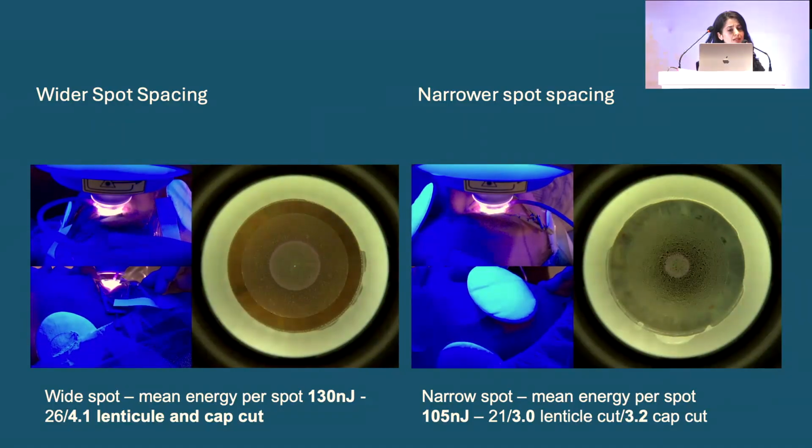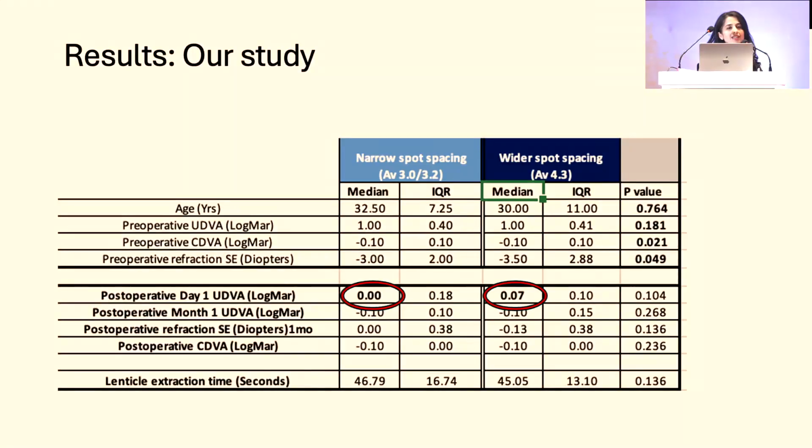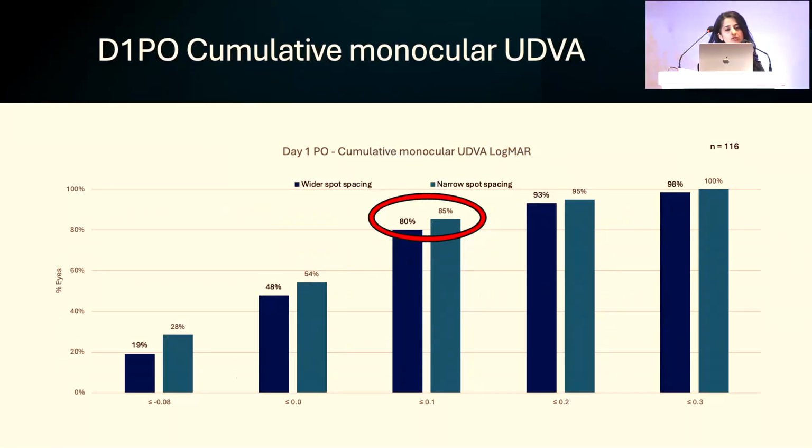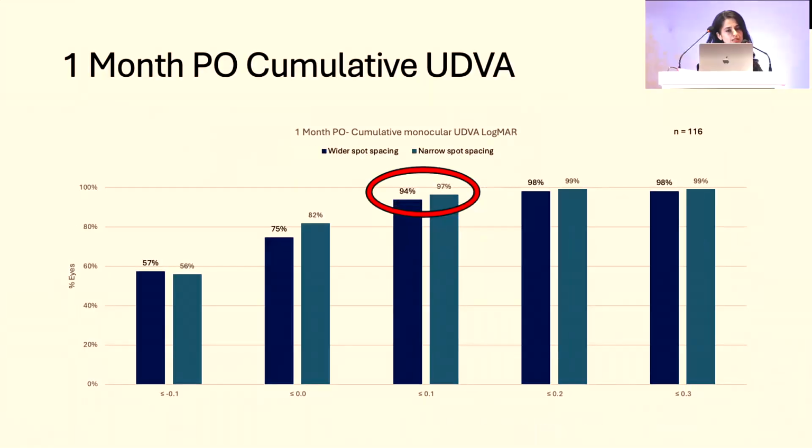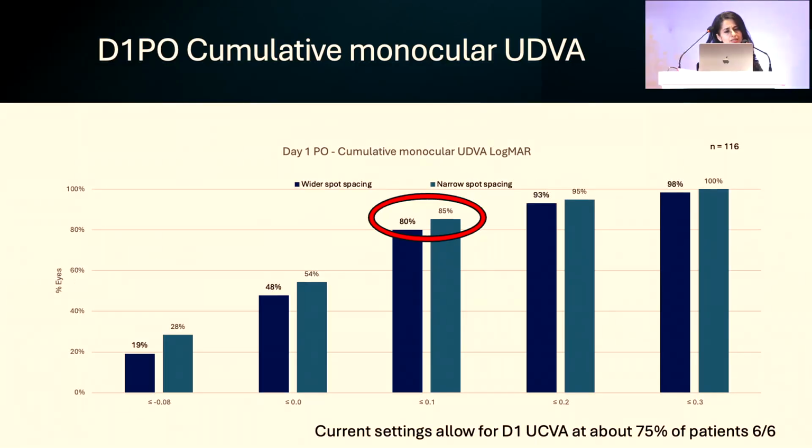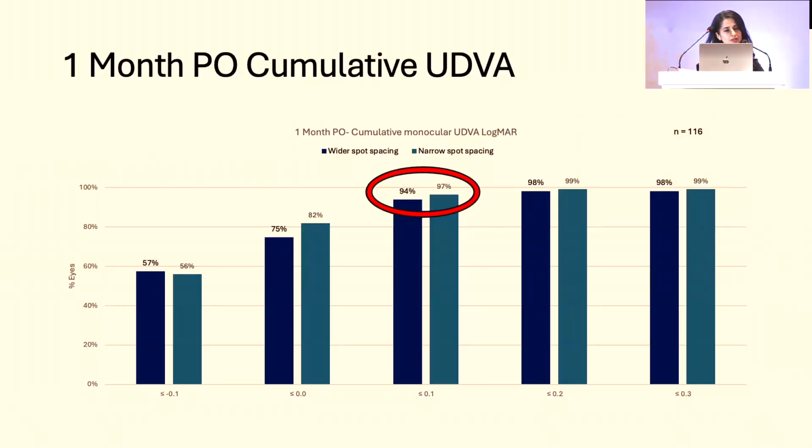They were quite similar for us, really lowering the energy as much as we could for each of those settings. And there was a slight trend towards better vision day one in the narrow spot spacing group. But this was not statistically significant. So there was some difference, but not significant. Our current settings allow us to be about 75% of patients 6/6 day one, and I think we can still kind of optimize that as we go.